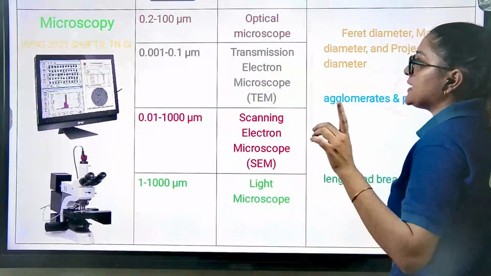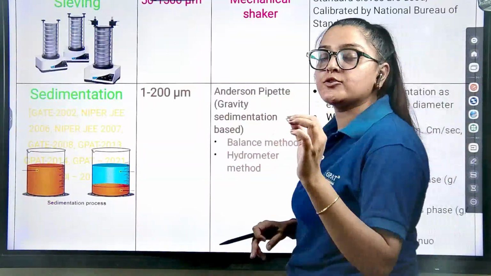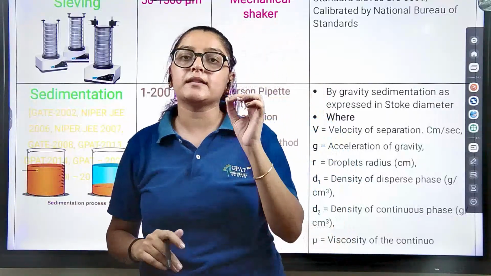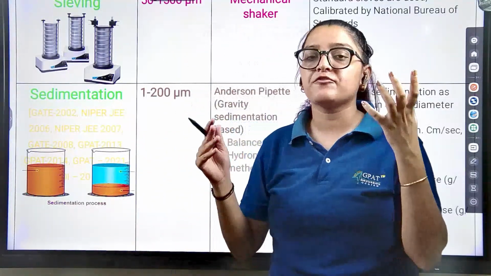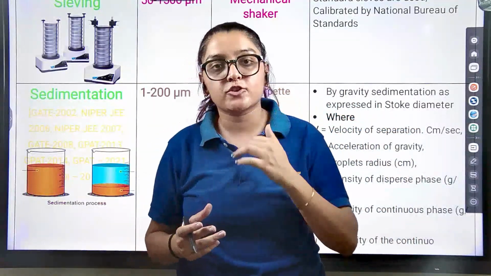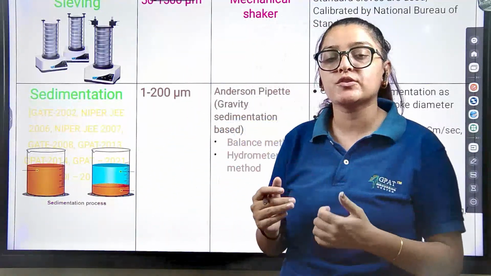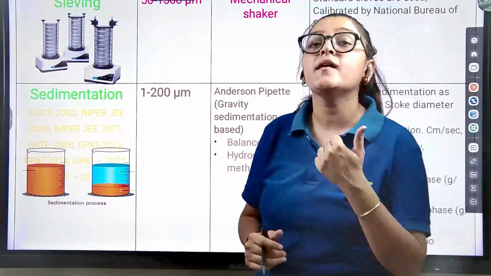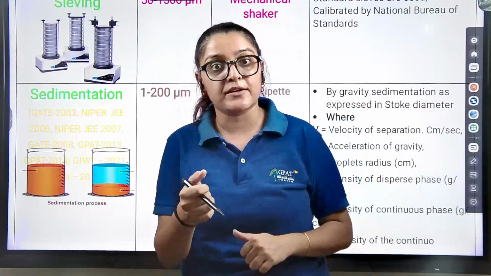So one thing is clear: microscopy method covers 0.2 to 100 micrometer, but the problem is agglomerates; if the particles are agglomerated, the depth cannot be estimated. Second, we have electron microscopy. For a better resolution, we have scanning electron microscopy. We have transmission electron microscopy.